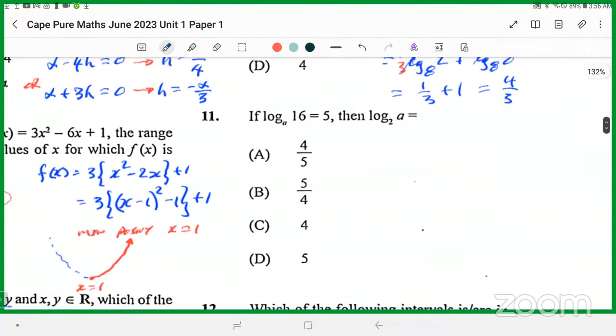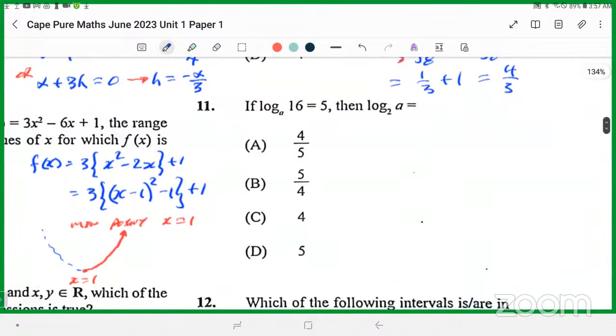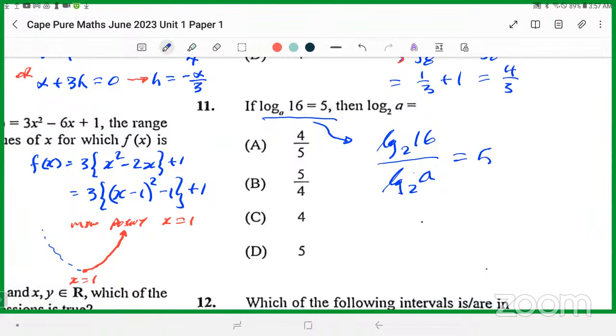All right, so for this one, I'm going to change the base of this. I'm trying to get log to base 2. So I'm going to write this as log to base 2 of 16 over log to base 2 of A, which is what I want, equals 5. I'm trying to make this the subject.